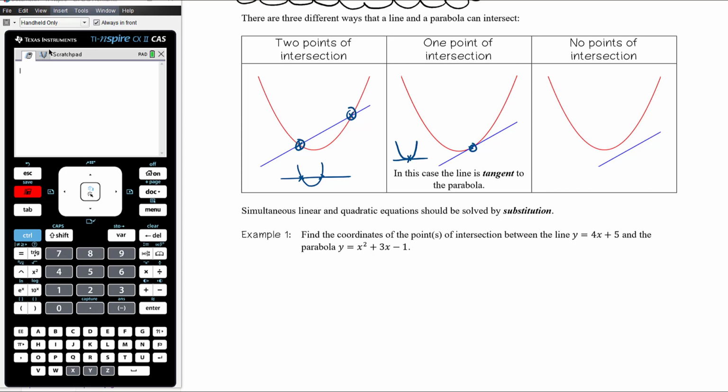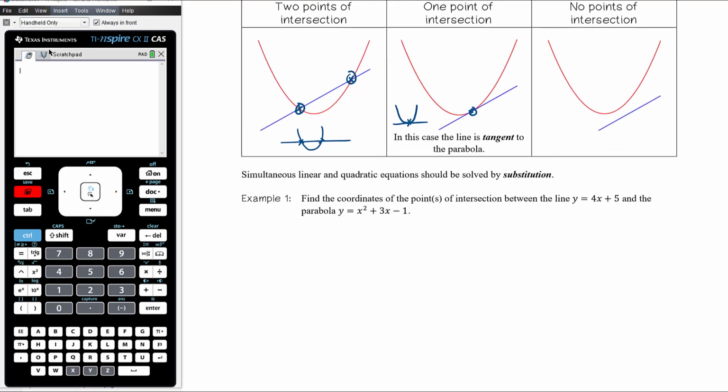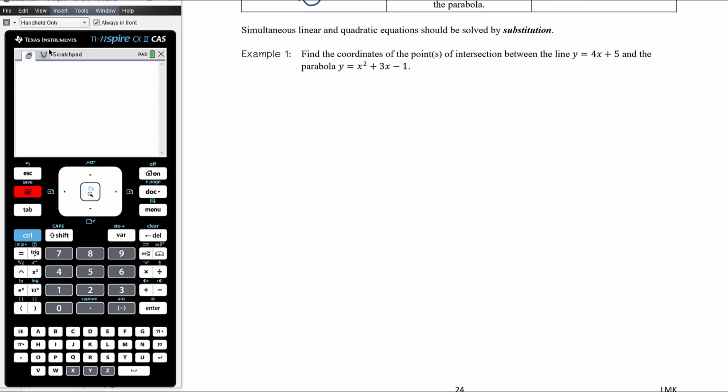And usually substituting the linear equation into the quadratic equation is less complicated than doing it the other way around. So for example, here in example 1, we know that 4x plus 5 is equal to y. We can substitute that in place of y in the other equation. Okay, and so we get that 4x plus 5 is equal to x squared plus 3x minus 1. Okay, so we have a quadratic equation to solve.